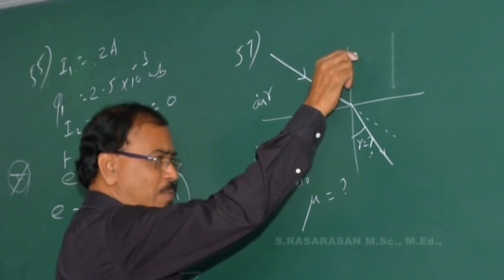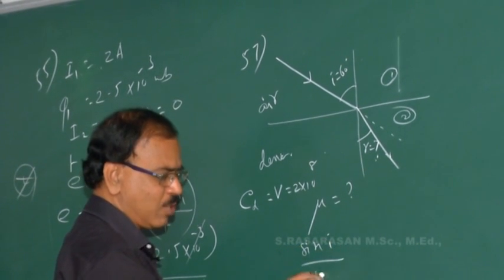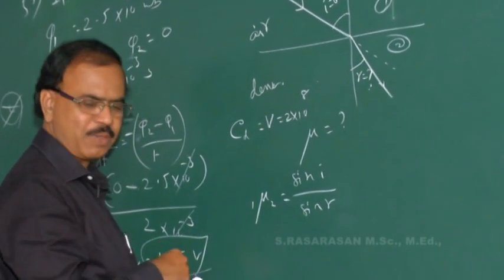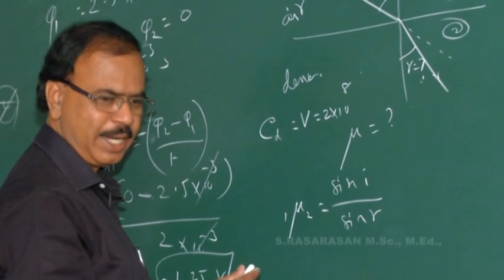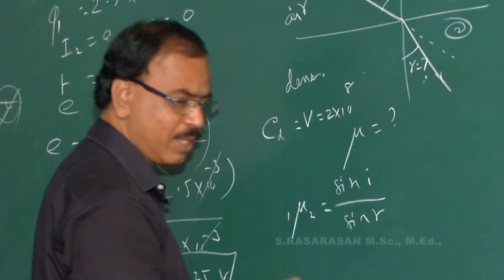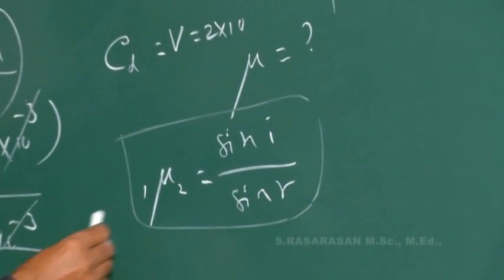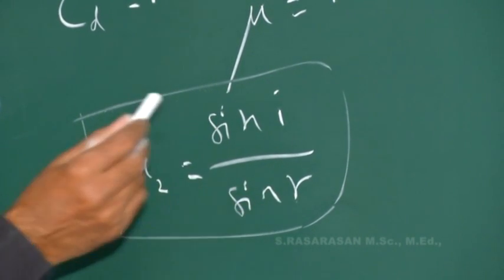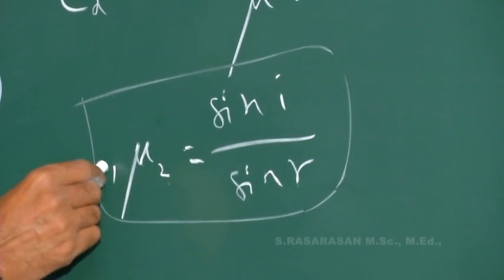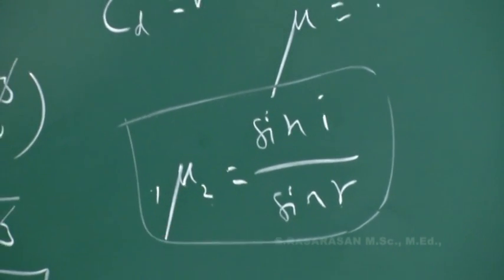When light travels from one medium to another medium, the ratio of the sine of angle of incidence to the sine of angle of refraction is a constant called refractive index of the second medium with respect to first medium, for a given pair of media and for a given wavelength of light. The complete form of Snell's law: the ratio of the sine of angle of incidence to the sine of angle of refraction is a constant, the refractive index of second medium with respect to first medium, for a given pair of media and for a given color of light, that is for a given wavelength of light.